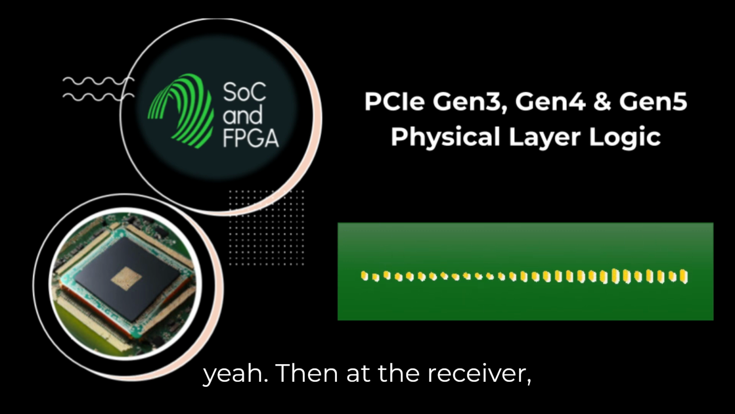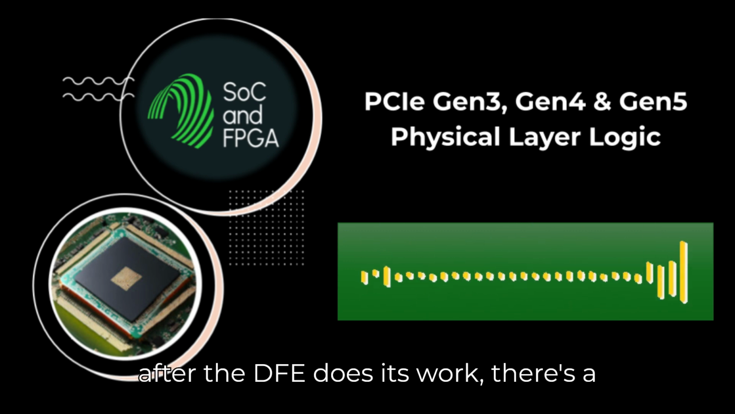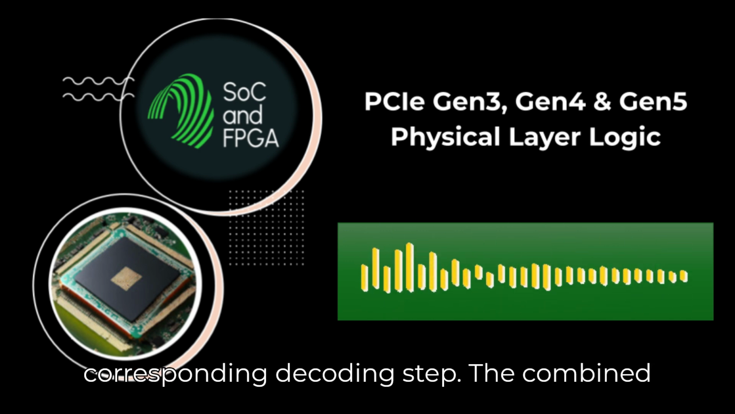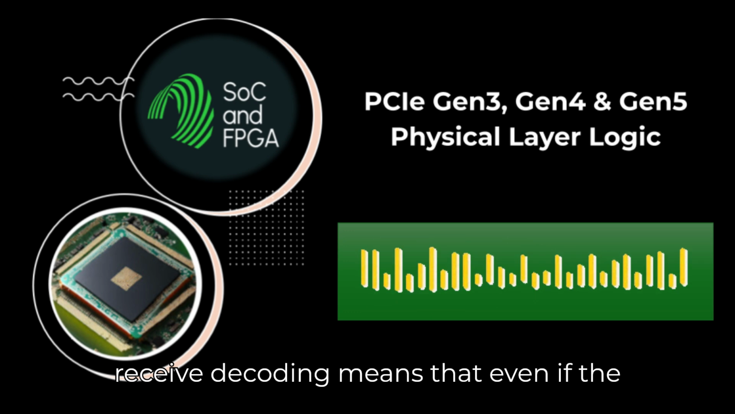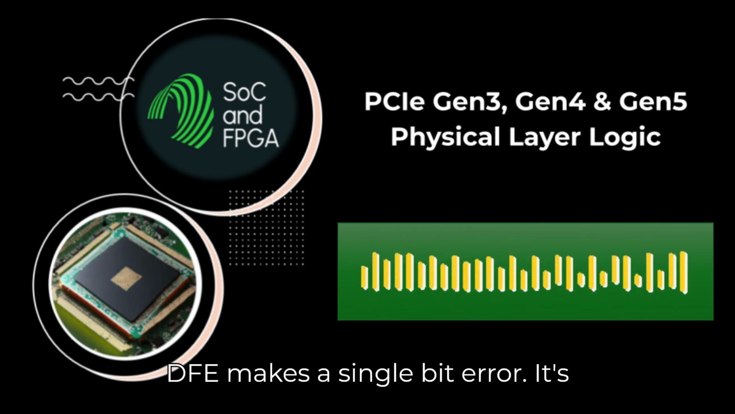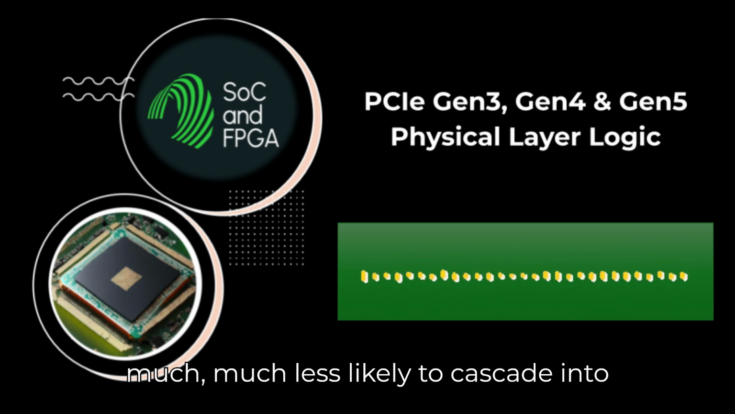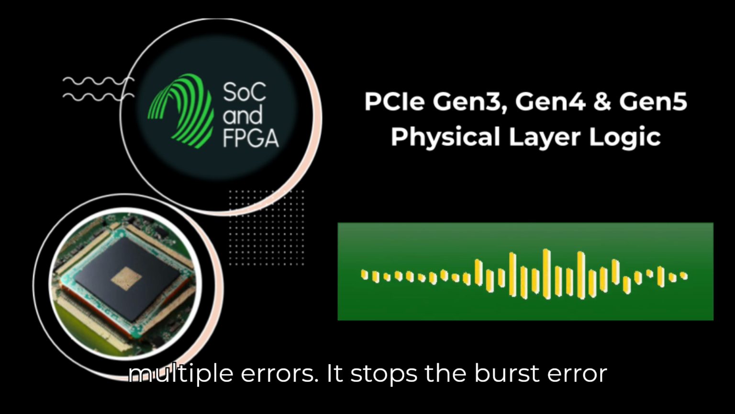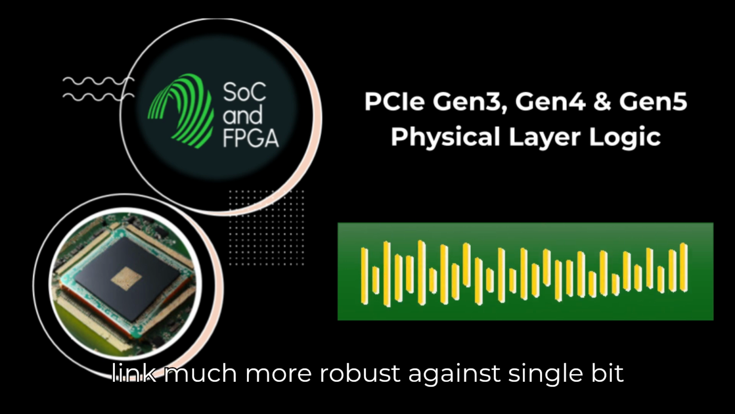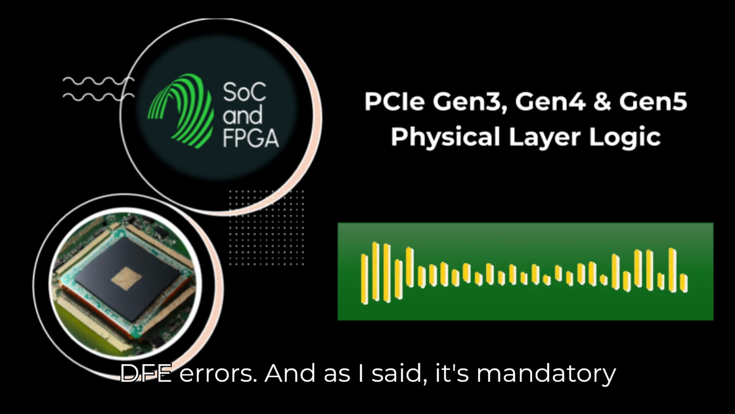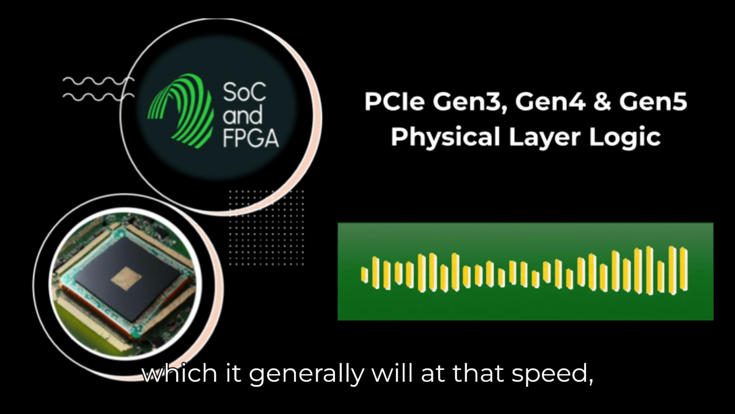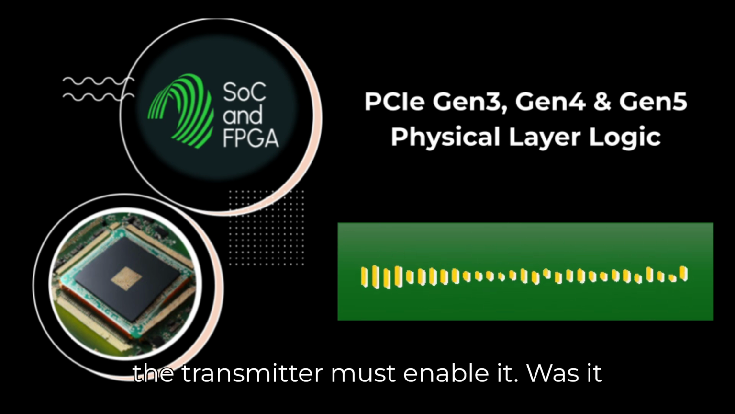Kind of, yeah. Then, at the receiver, after the DFE does its work, there's a corresponding decoding step. The combined effect of the transmit precoding and the receive decoding means that even if the DFE makes a single bit error, it's much, much less likely to cascade into multiple errors. It stops the burst error effect. That's the goal. It makes the link much more robust against single-bit DFE errors. And as I said, it's mandatory for 32 GT/s. If the receiver needs it, which it generally will at that speed, the transmitter must enable it.